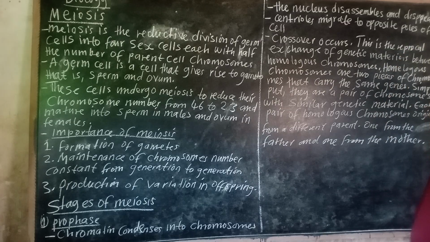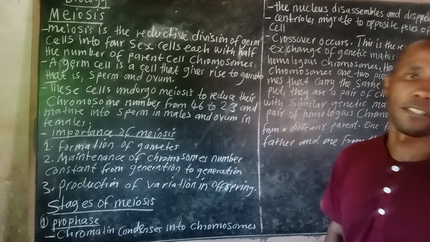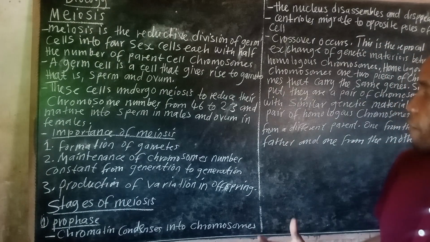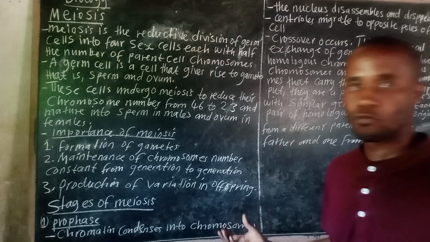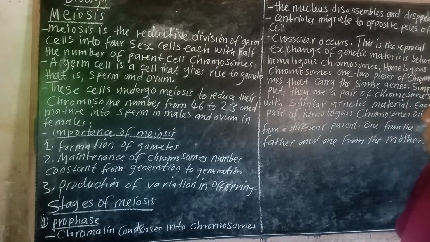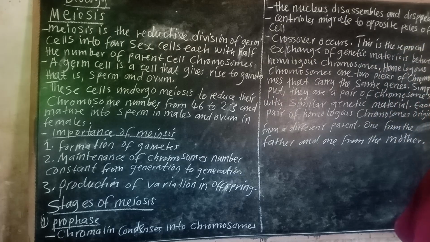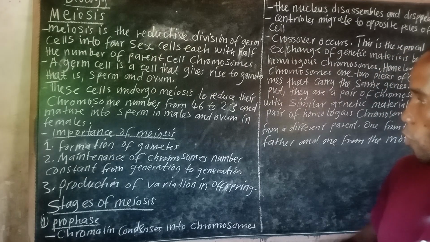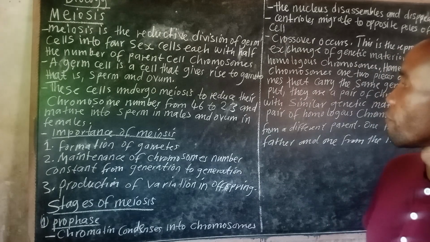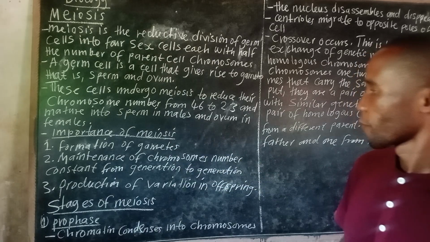Then three, production of variation in offspring. It also helps in variation. Actually, we'll be able to look at this one as we are moving on, variation under genetics, and that is where we are heading to. So these are some of the importance of meiosis.